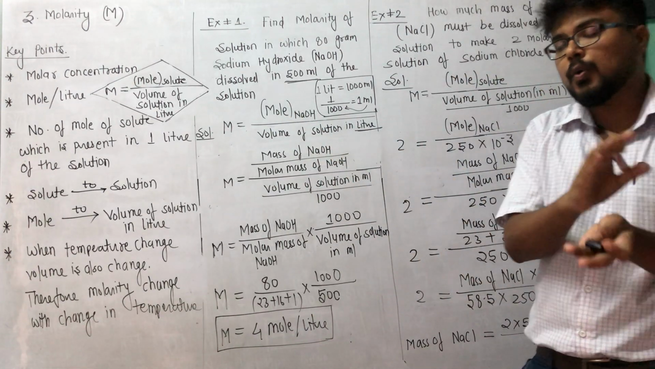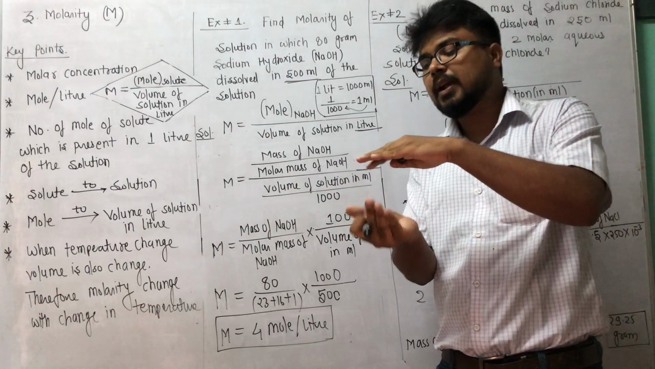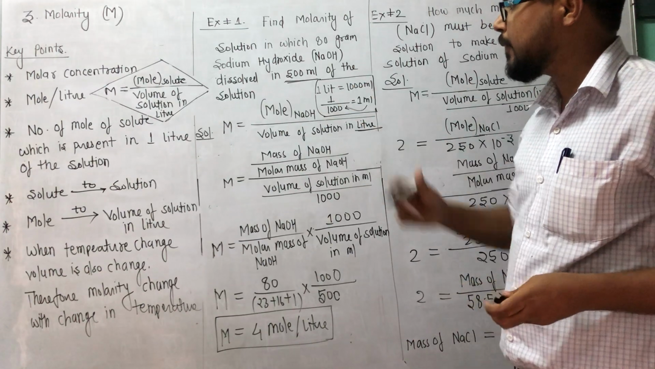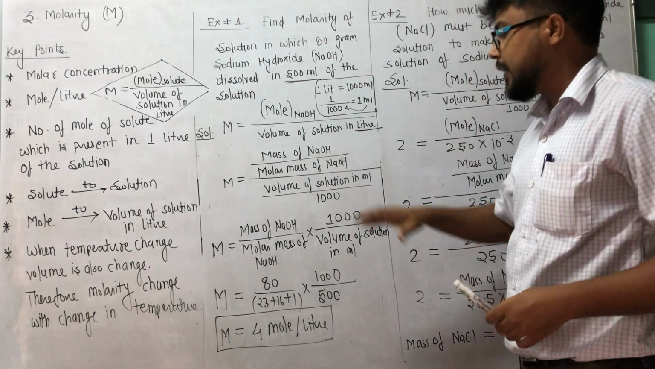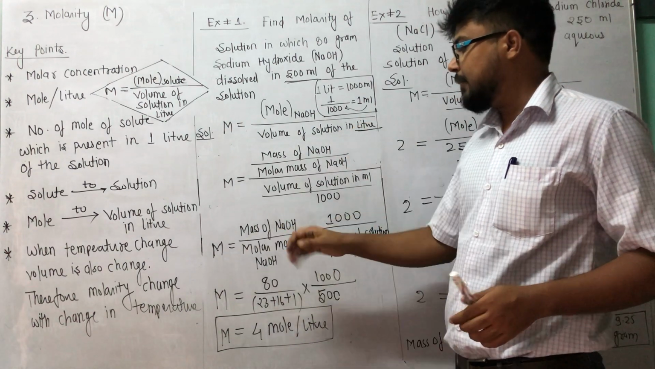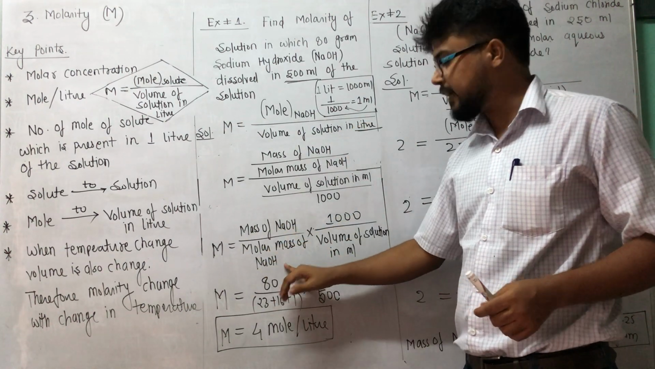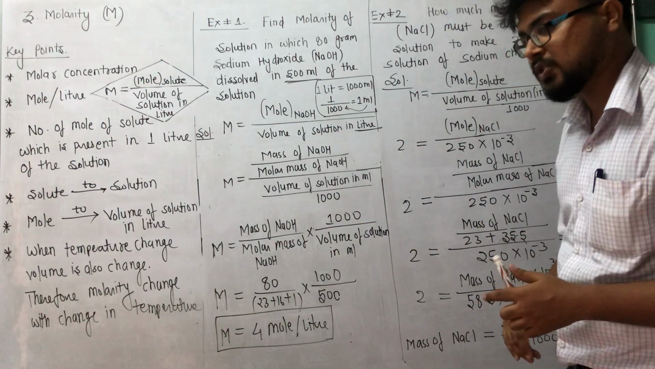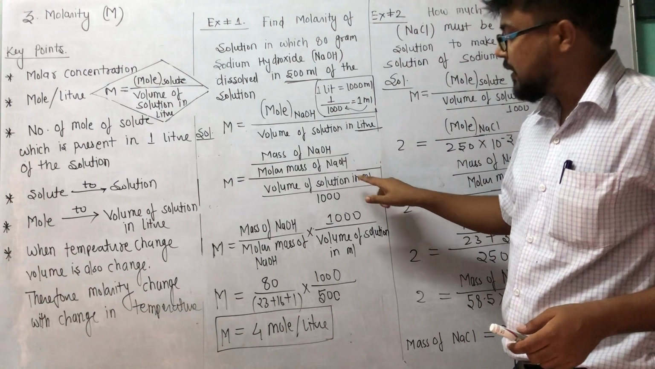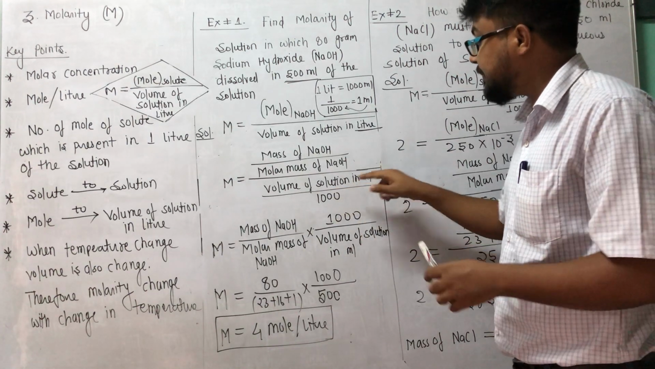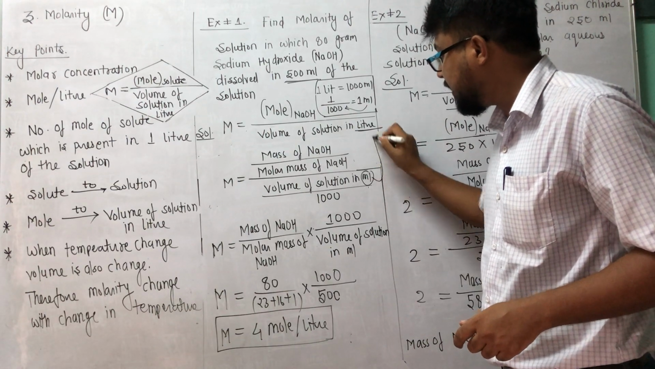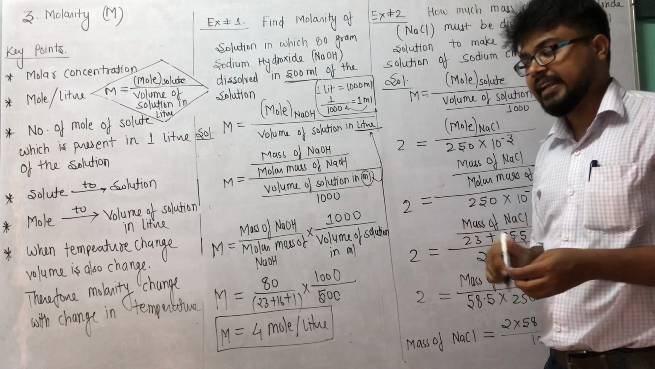The formula of mole is given mass of the compound divided by molar mass, so that I can get the value of mole, correct? And by rearranging this equation, I will get mass of NaOH, molar mass of NaOH, 1000, divided by volume of solution in ml. Here, see, volume of solution in ml divided by 1000. Why is it ml, why 1000? Because I have to convert this ml to the liter. That's why I did like this, correct?